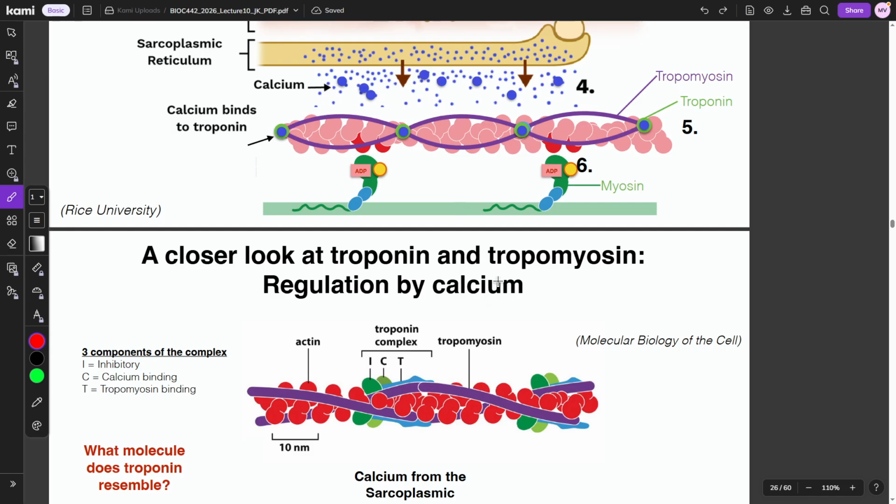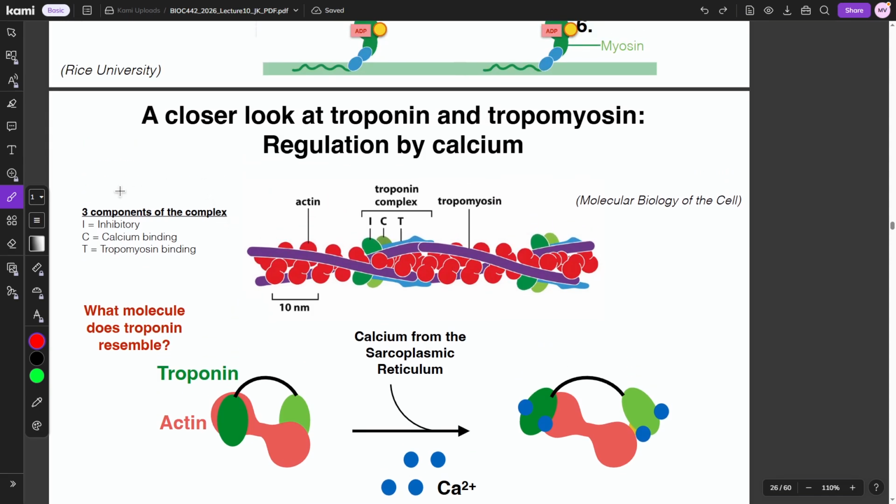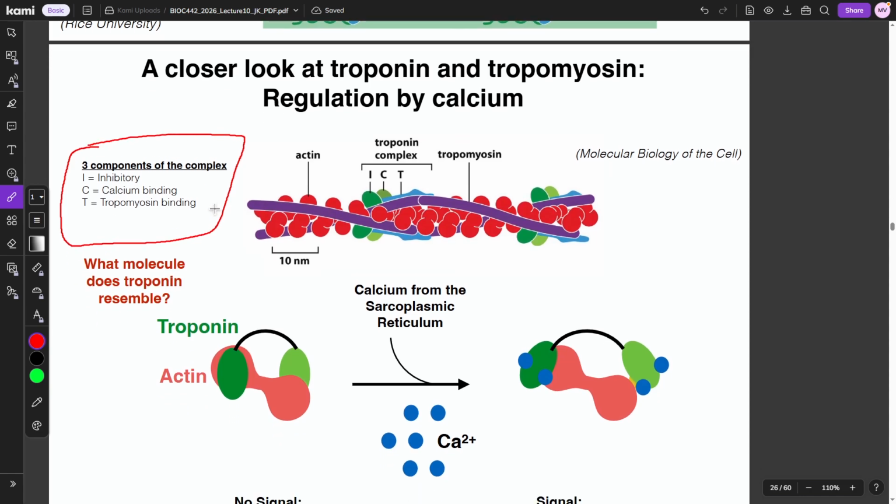Alright, a closer look at troponin and tropomyosin. So here we can take a little bit of a look at what is happening in a bit more depth. Again, this is probably where I'd say it's important to know these three. I think they're relatively simple to remember, since they're named pretty coherently. So I is inhibitory, C is calcium binding, and T is tropomyosin binding. And ideally, you can probably tell what's going on here.